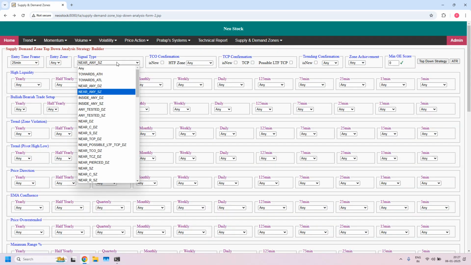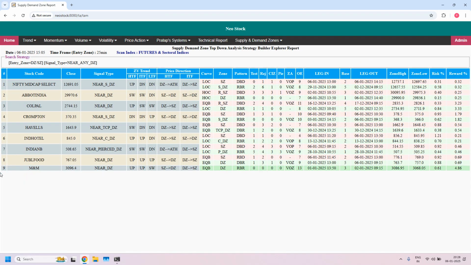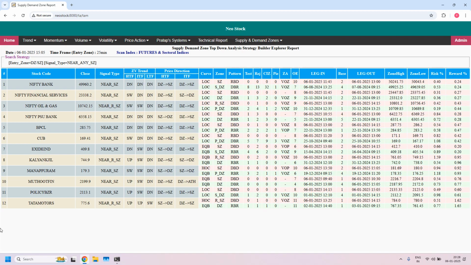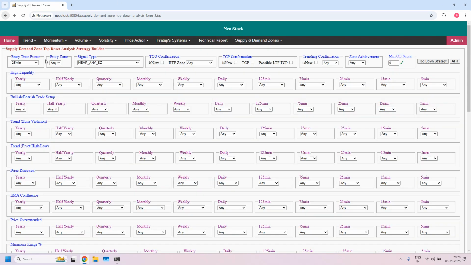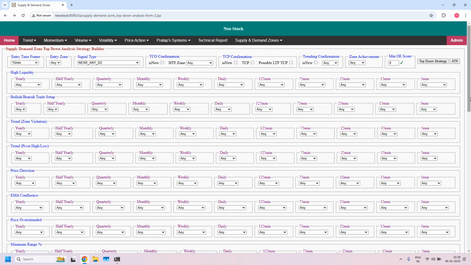25 minutes time frame. Stocks near 25 minutes demand zone. Next 25 minutes time frame. Stocks near 25 minutes supply zone. Next time frame is 15 minutes. Stocks near 15 minutes demand zone. 2 stocks are filtered.